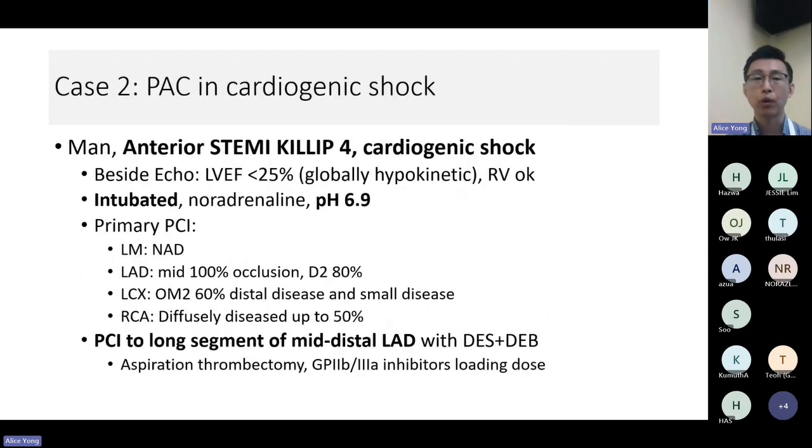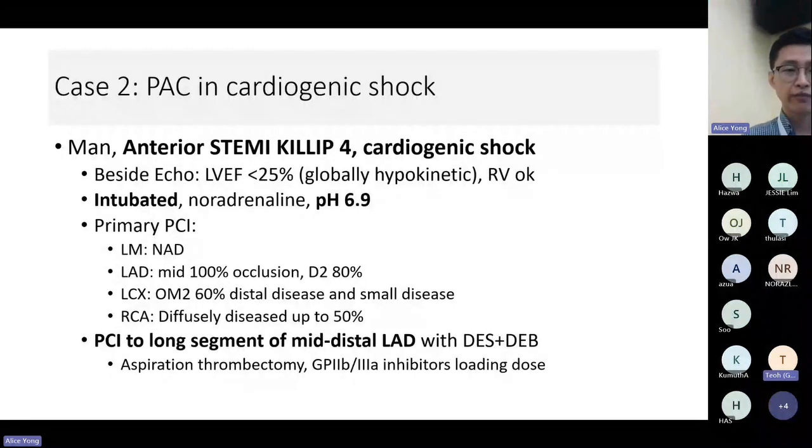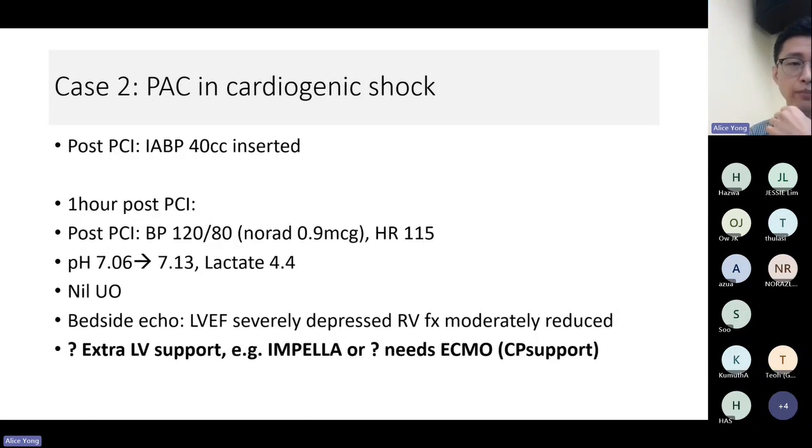So those numbers are important. Second one, more straightforward. In cardiogenic shock, a man came in with STEMI, Killip 4, in cardiogenic shock, intubated, pH 6.9. These are the findings of the primary PCI. Everywhere is obstructed. Mainly, we think the LAD is the worst. So they performed DES stenting and ballooning of the LAD, thrombectomy, and also GP2b3a.